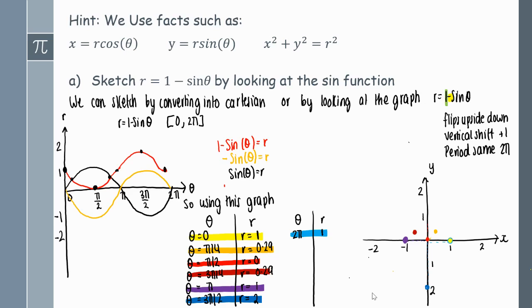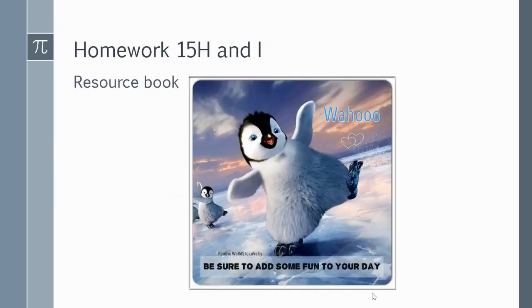Now, all we have to do is join these points together in the order that they occurred. And this is pretty awesome. We end up with something that kind of looks like a heart, because I know you love trig so much and you love functions so much.